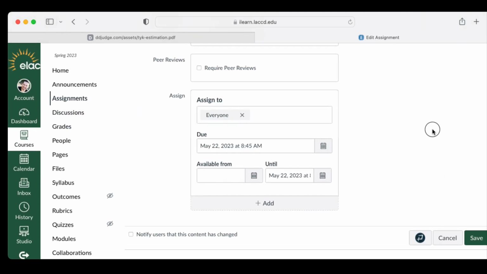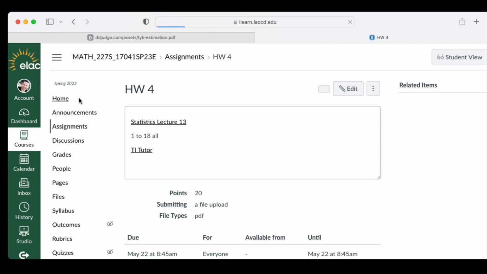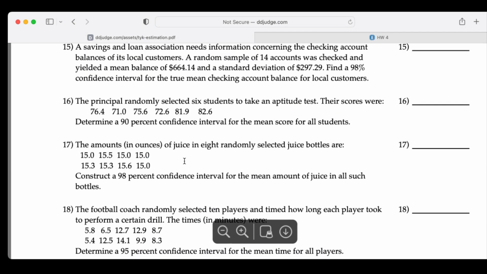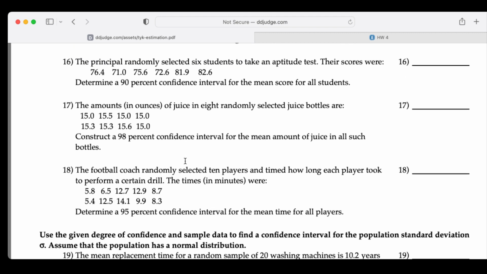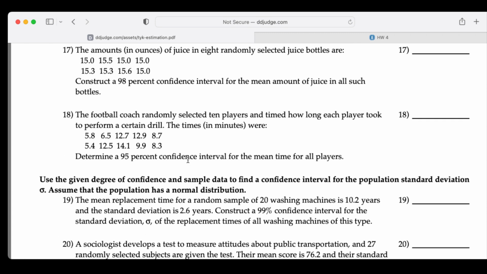As you can see, what I gave you here, for number 16, 17 and 18, is a list of data. That's small, isn't it? A principal asked 6 students to take an aptitude test. Here are their scores. The amount of ounces of juice in 8 bottles. A football coach selects 10 players and records how long each player took to perform a certain drill.